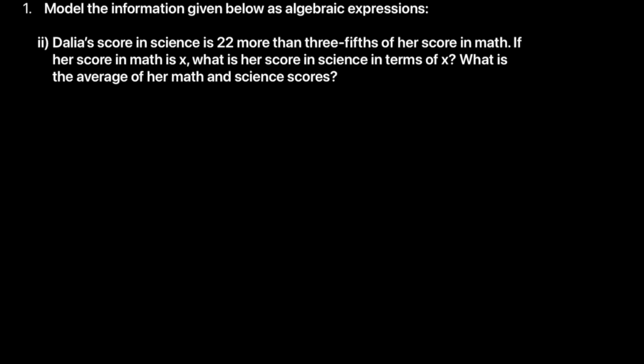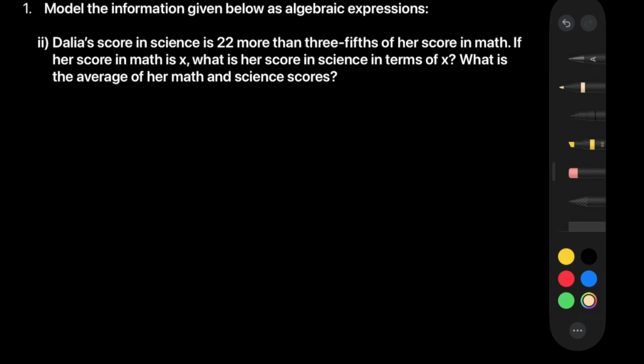Dahlia's score in science is 22 more than 3/5 of her score in math. If her score in math is x, what is her score in science in terms of x? What is the average of her math and science scores? So it's given that her score in math is x.